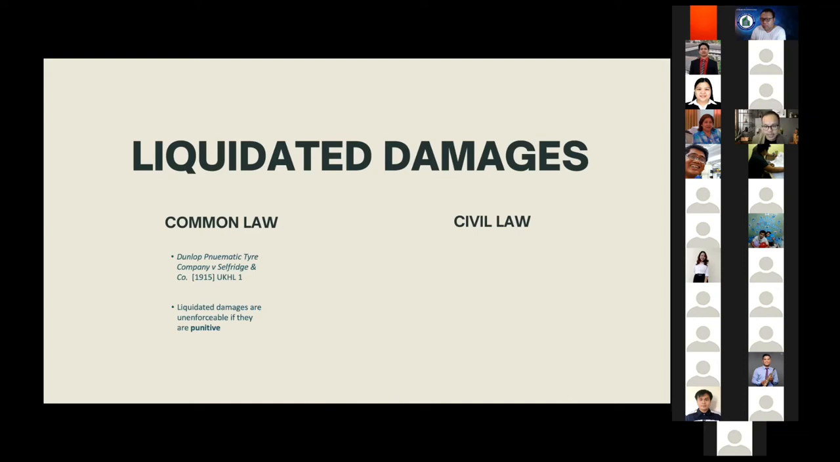This concept was established in the case of Dunlop Pneumatic Tyre Company versus Selfridge and Company. In that case, the court held that while liquidated damages is a genuine pre-estimate of losses, it may be deemed a penalty when, first, the sum is extravagant and unfair when compared with the greatest loss that can be proved to have arisen out of the breach, or it is considered a penalty when the sum is greater than the sum which ought to have been paid.